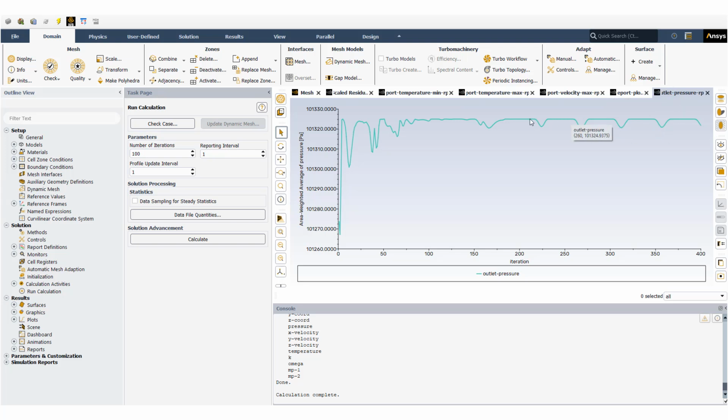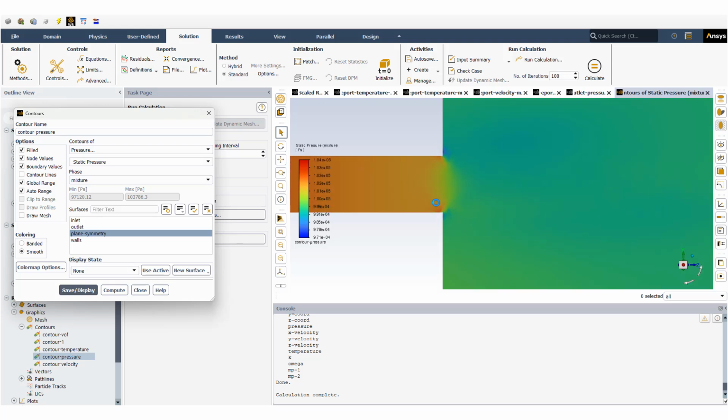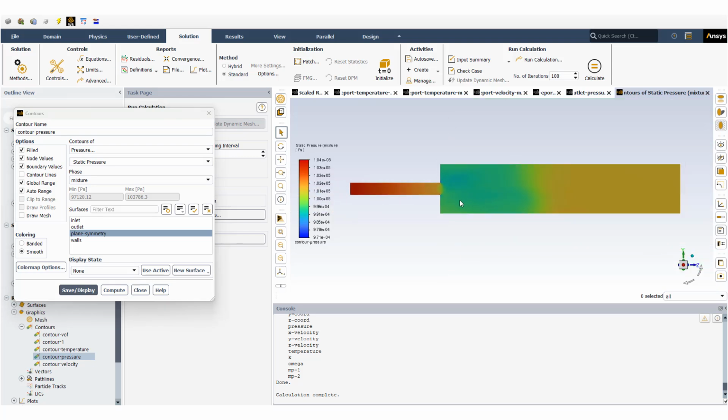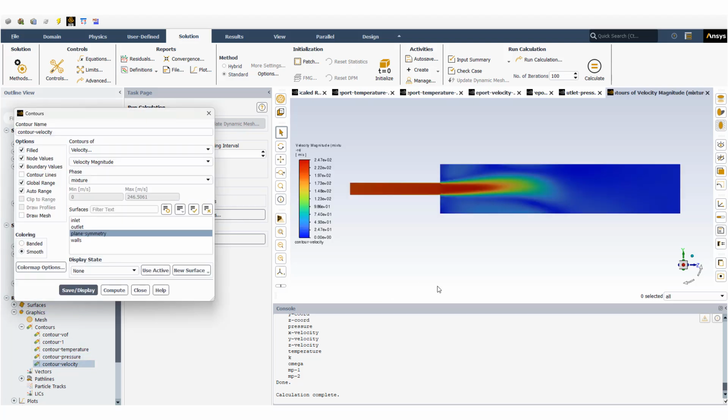And you can see that this is the profile or variation of the pressure at the outlet. And if we check the pressures, you can see low pressure here right after the gas expands, much lower pressure we are seeing. And also for the velocity, this is for the velocity, high velocity that we can see here, 247.